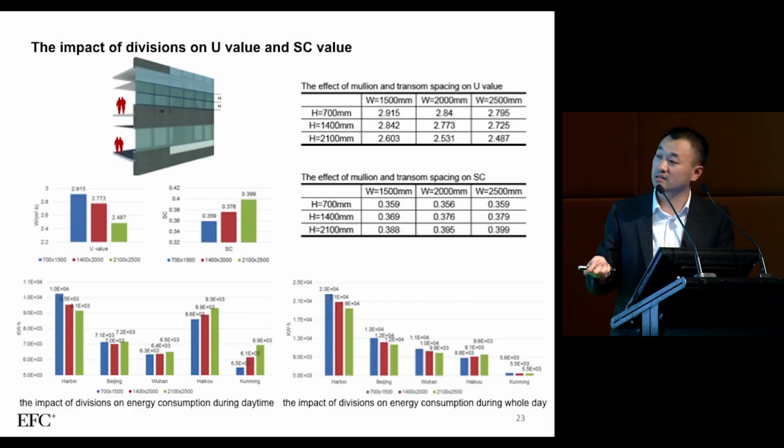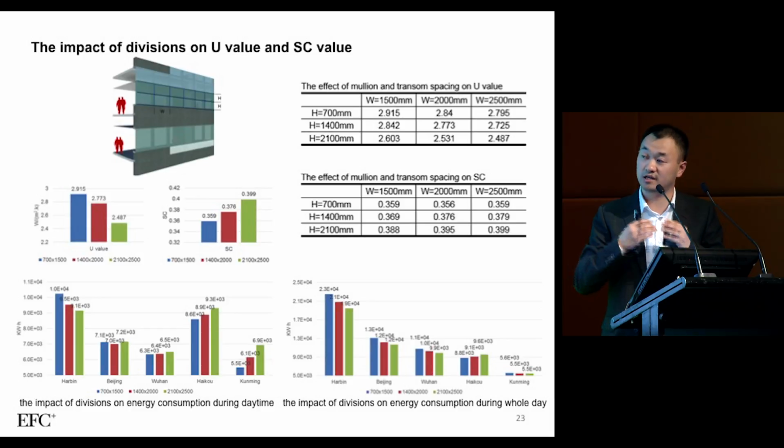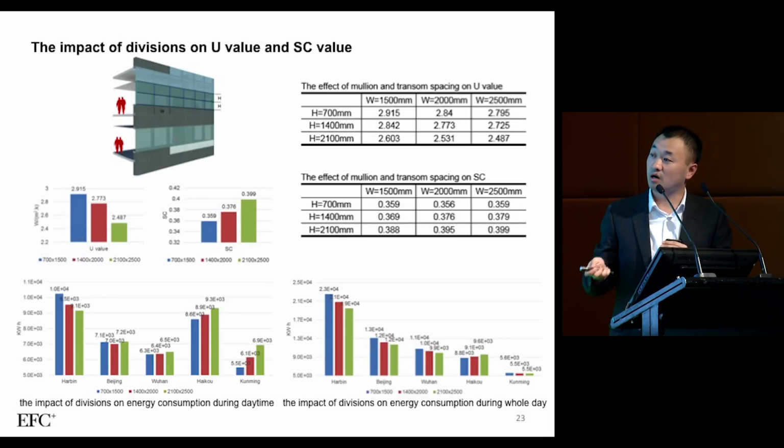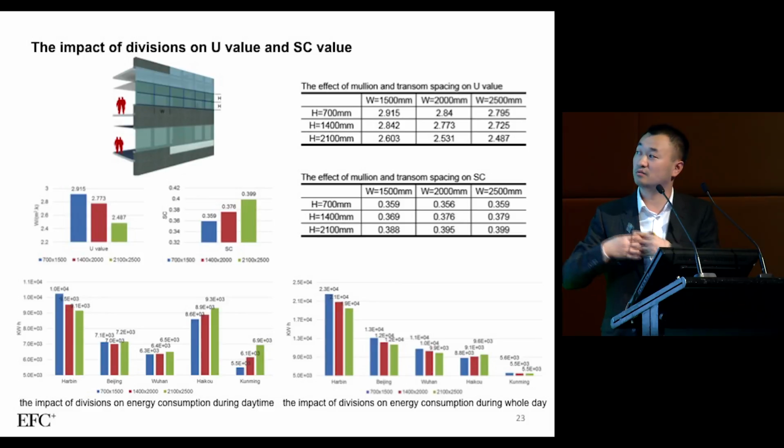We can see from this chart that for the energy consumption in Kunming, the smaller the division, the better. But for Harbin, Beijing, and Wuhan, actually the bigger division is a little bit better. But for Beijing and Wuhan it is not so obvious. So according to different places, we can have different divisions of the building when we design the glass or when we design the elevation.